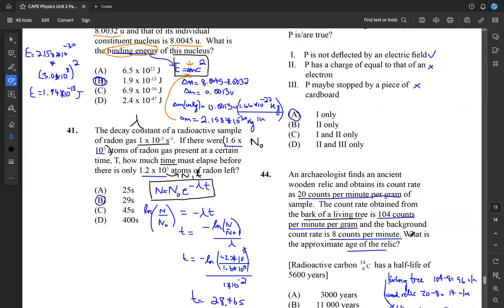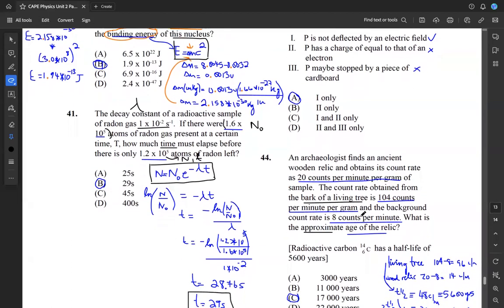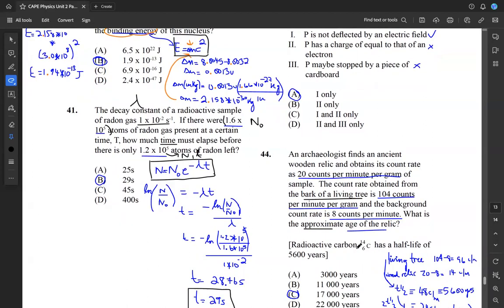So they're asking us now, what is the approximate age of the relic? So what we're going to do effectively, guys, is compare the count rate of the relic to the count rate of a living tree, and then use that to figure out where the relic is in terms of its age when you compare it to a living tree. And down here, they're saying that radioactive carbon, which is in all living things, right, has a half-life of 5,600 years. All right? So here's how we're going to approach this now.